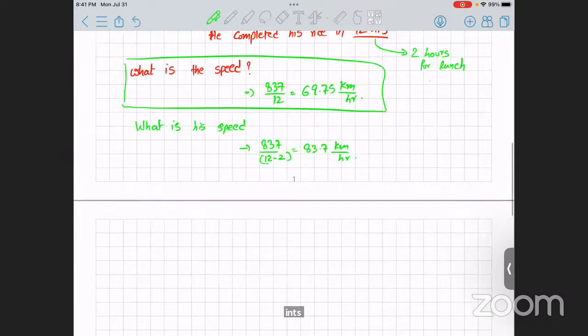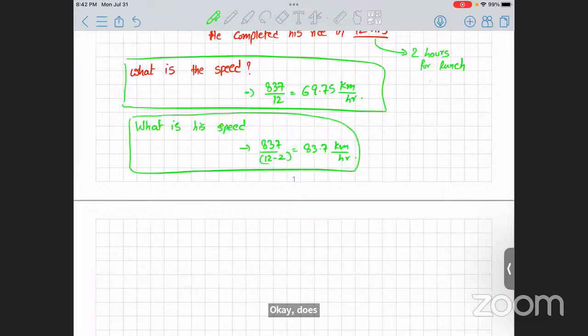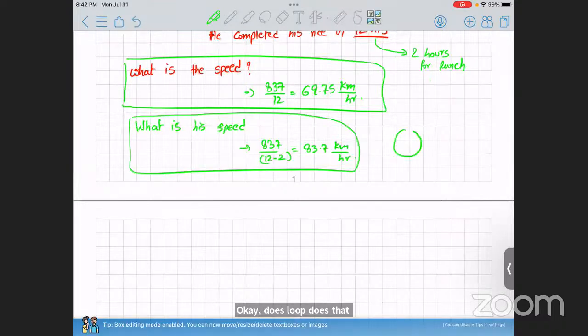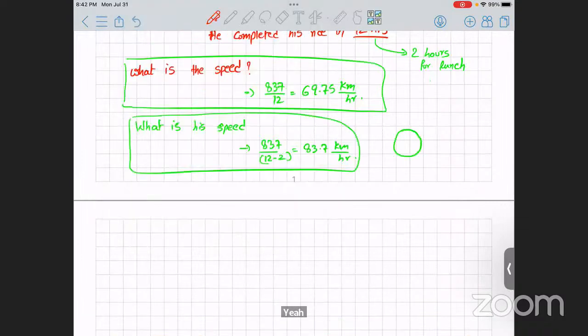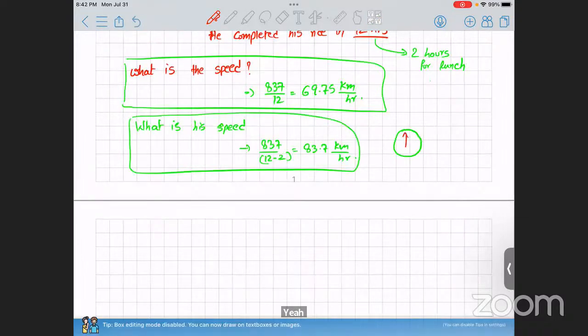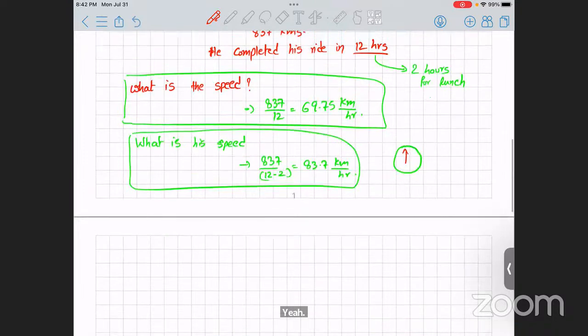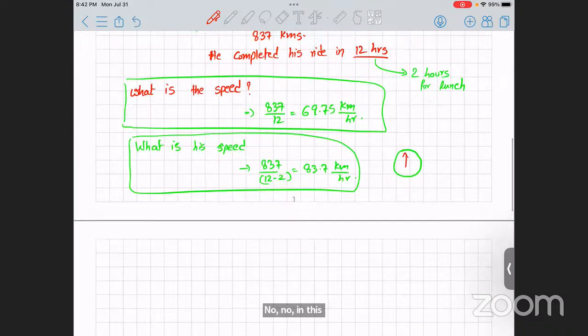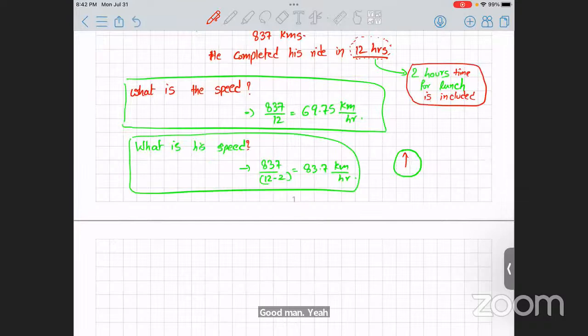Does that mean in a bike there is a speedometer? Sir, you are taking a break of 2 hours, it means 12 plus 2. No. In this 12 hours, he took a 2 hour break. Sir, in the whole journey, we are counting the whole hours from one point to another point. No, this is like the actual speed.